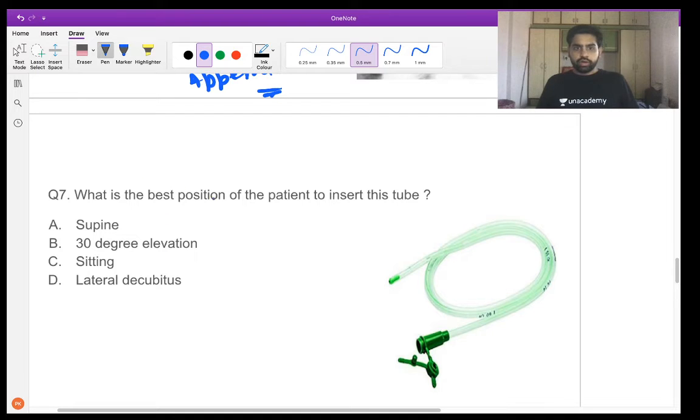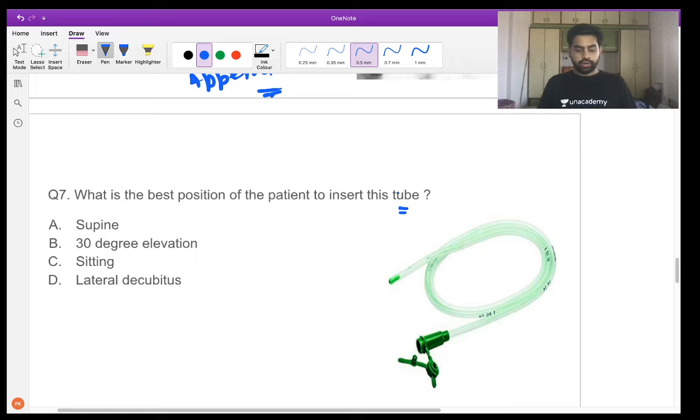Okay, so the next question is, what is the best position of a patient to insert the Ryle's tube? So this is basically the Ryle's tube, and the question is asking, what is the best position in which you can insert this Ryle's tube? I'll just wait for your answers, guys. What do you think? What is the answer? Right, Priya. Anybody, guys? Sonak, Sakshi, anybody?